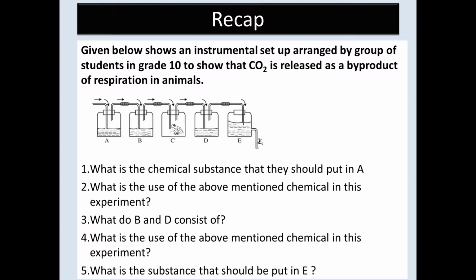Question number 1, what is the chemical substance that they should put in bottle A? The bottle A contains potassium hydroxide. It is an absorbent of carbon dioxide. What is the use of the above mentioned chemical in this experiment? This chemical, potassium hydroxide, is used to absorb carbon dioxide coming from the atmospheric air into bottle A.